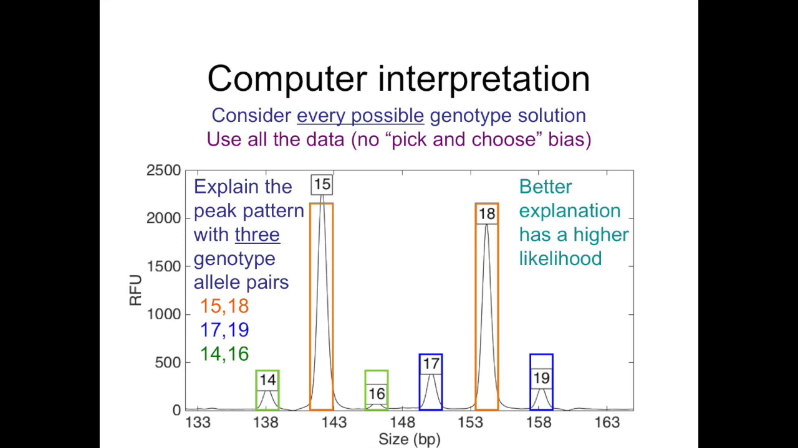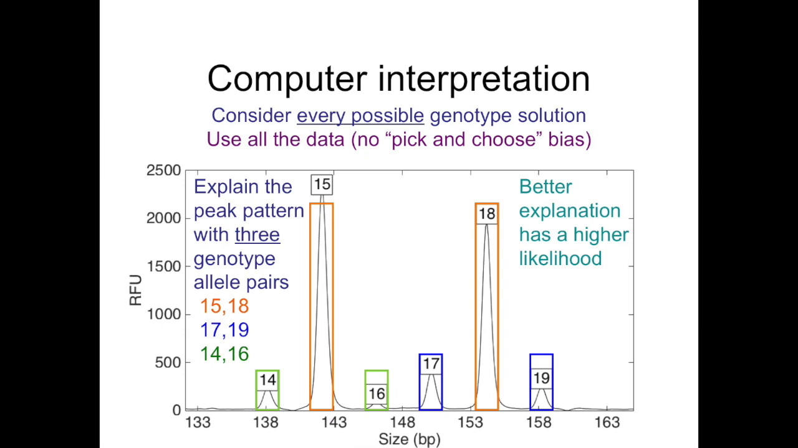Here, assuming 3 contributors, the figure shows a combination, in orange, of tall peaks from allele pair 15-18 in blue, from genotype 17-19, and in green at 14-16. Adding these genotype contributors together forms a pattern. With this genotype proposal, the heights of the colored bars look similar to the data pattern. A better explanation confers more probability to each contributing genotype. That is how computers use all the data.